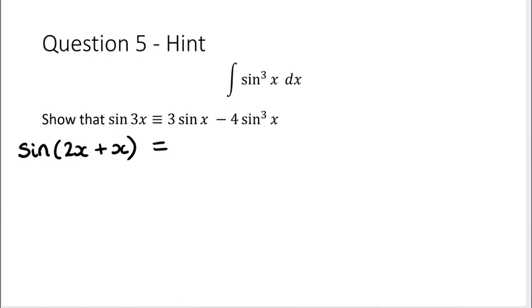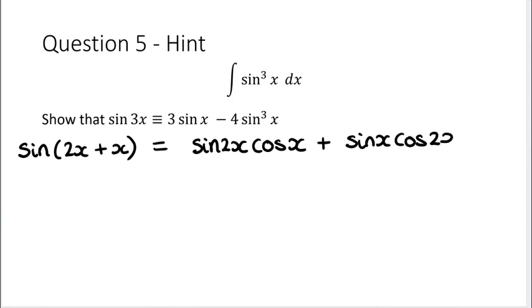So this can get rewritten as sine 2x cos x plus sine x cos 2x. And then what I can do is sine 2x can get replaced with 2 sine x cos x. That just comes from using the double angle formulae.